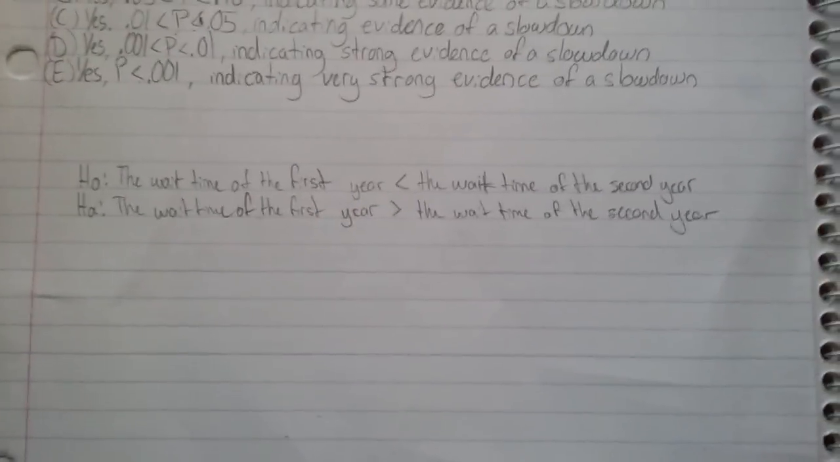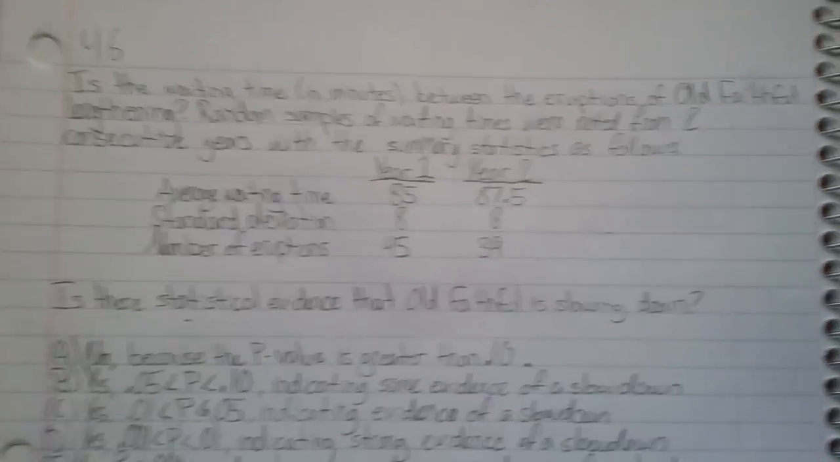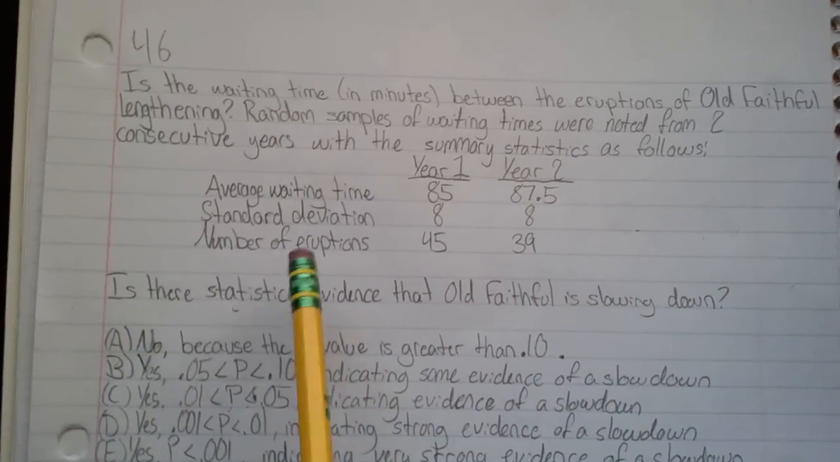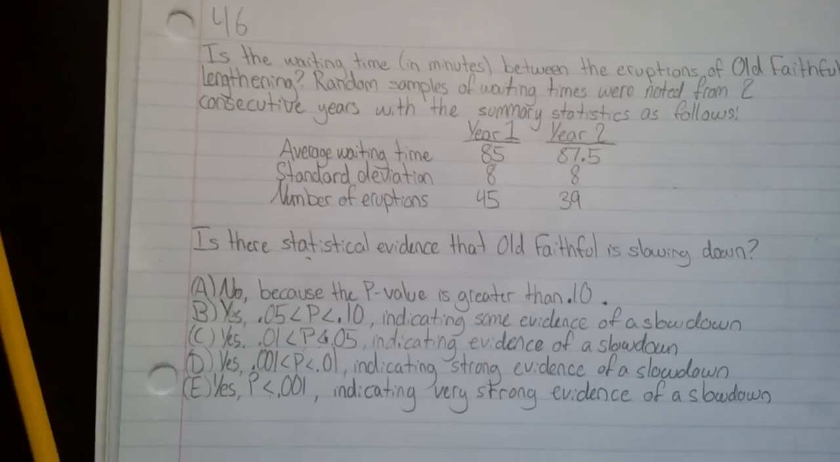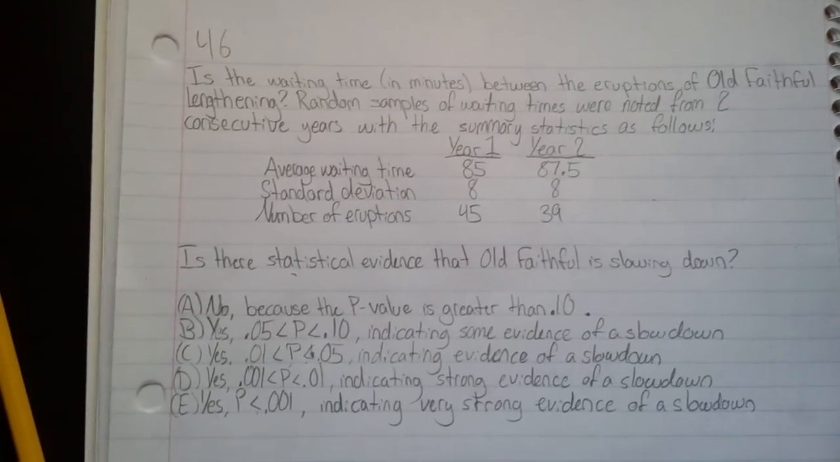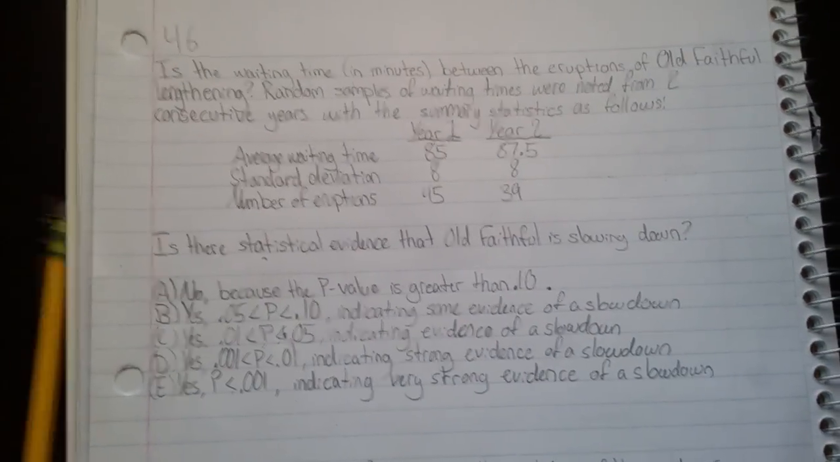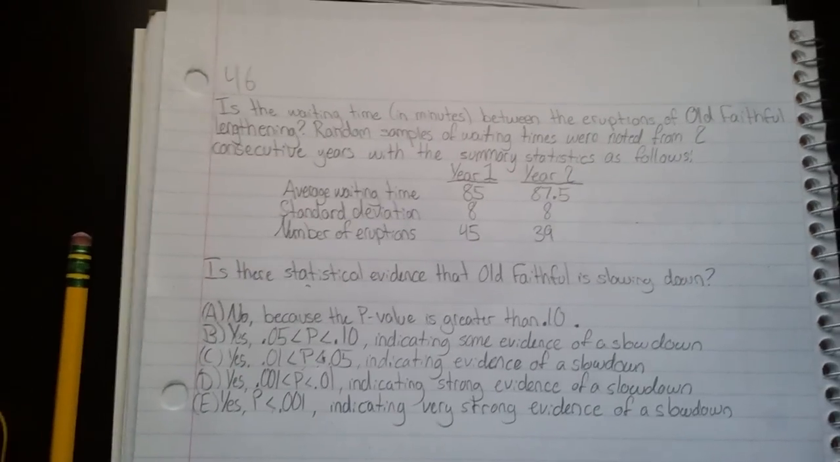I hope they're right. And so before we do that, just want to be clear that this is the average, or the x-bar, this is the standard deviation, this is the number of eruptions, which is the population. This is for the calculator stuff. And the test we're going to do is a 2-sample t-test because it's 2 samples. And a t-test because it's a mean and not a proportion.